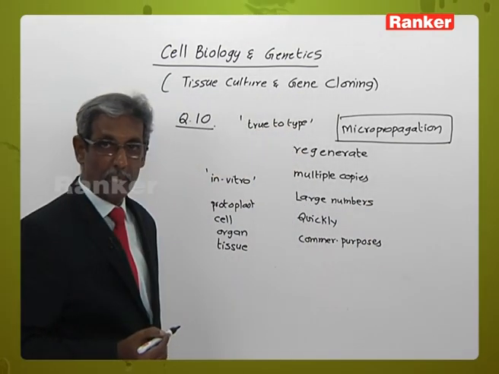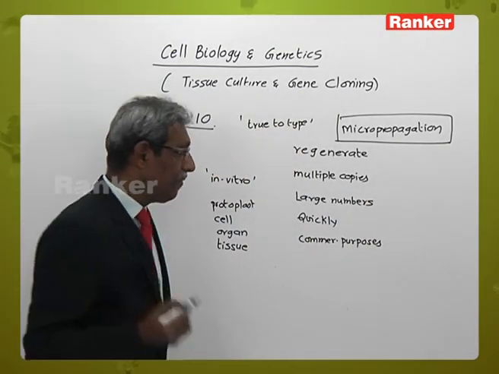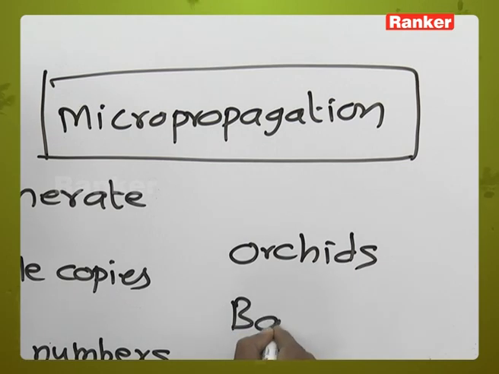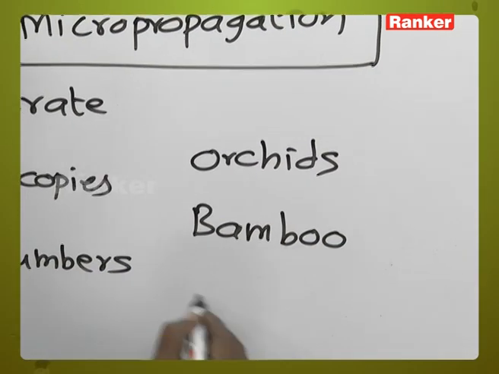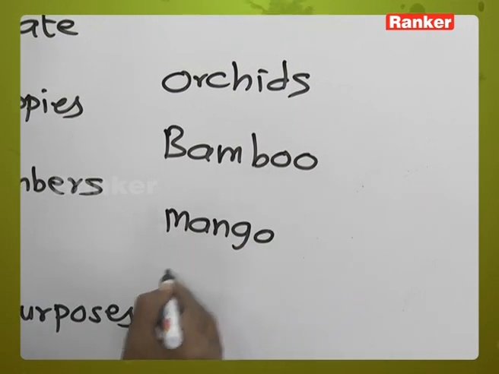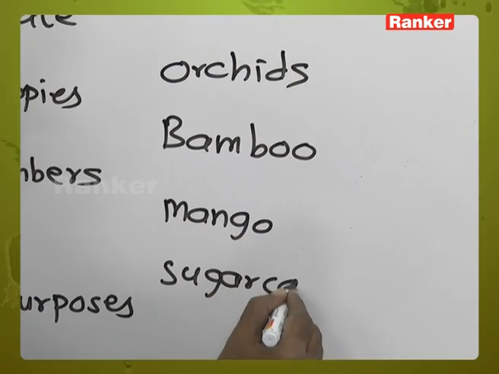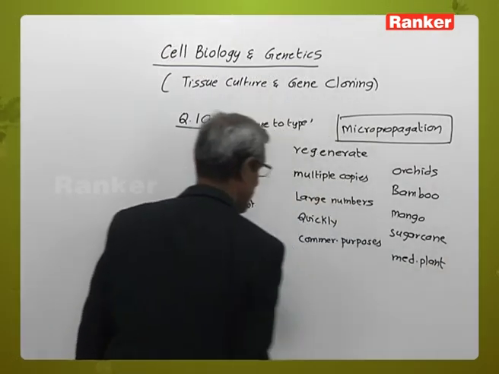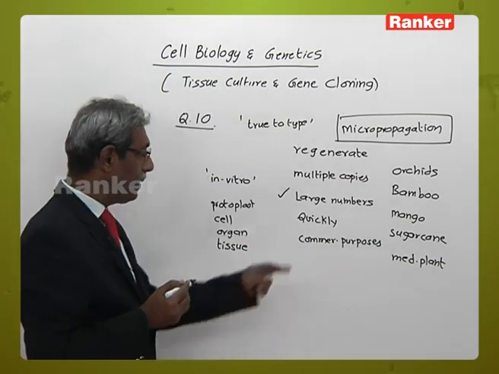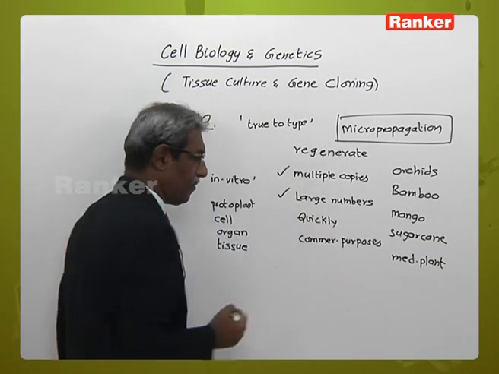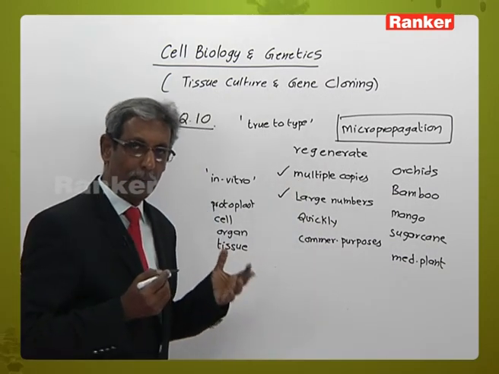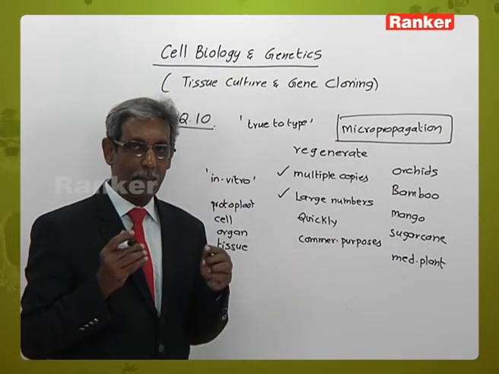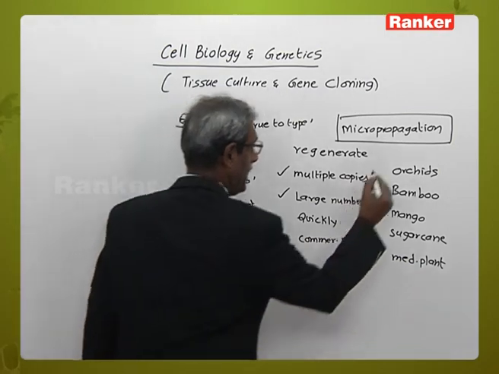Now, why should you have micropropagation? Micropropagation is a method wherein you can grow orchids, bamboo, mango, sugarcane and any medicinal plant in large numbers. You can make multiple copies of them, and because they can be grown together, from one single cell by micropropagation you can easily establish about some 100 plants which relate to teak.